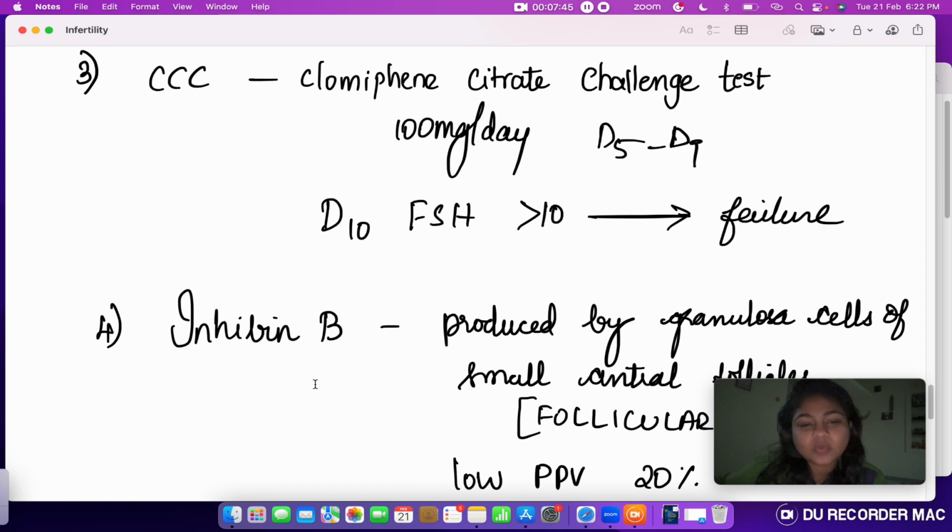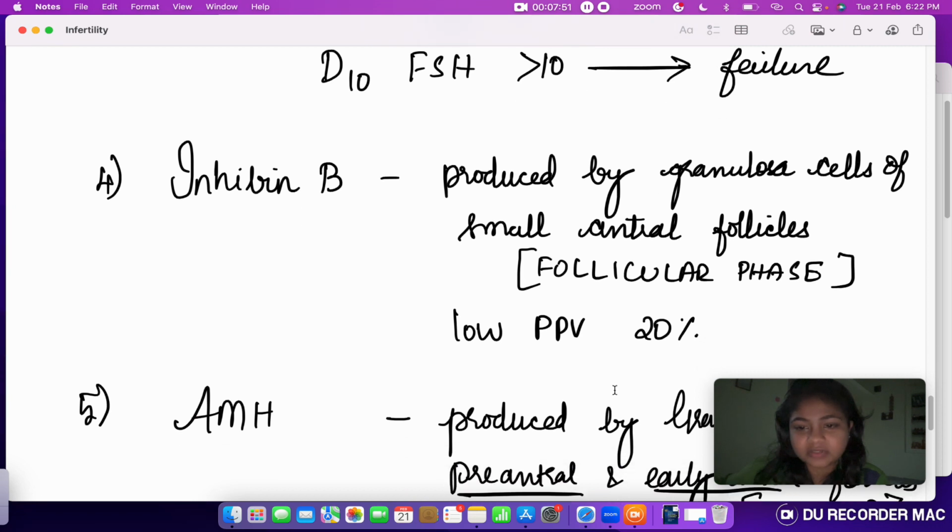Inhibin B. So what is inhibin B? It is a substance produced by granulosa cells of small antral follicles in the follicular phase. It has no relevance with ovarian reserve. It has only a low positive predictive value, that is only 20%. So it is of no use in assessing the ovarian reserve.